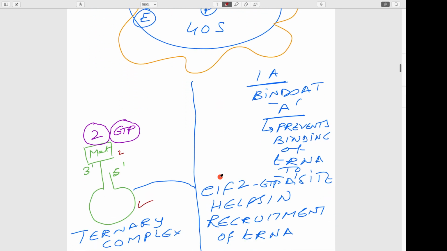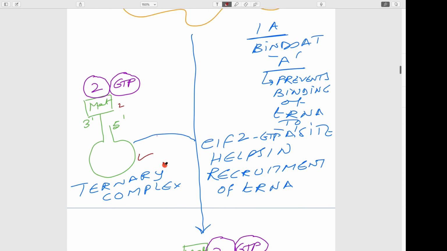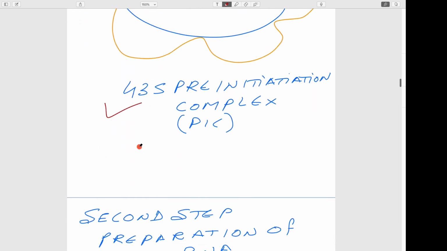Okay, in the next step, the 1A binding prevents the binding of transfer RNA to the A site, because the initiator transfer RNA has to bind at the P site. After that, every transfer RNA has to bind the A site, so the initiator transfer RNA shall not bind there. That is the reason 1A prevents it. Then there is a ternary complex, the combination of methionine transfer RNA, methionine, and eIF2 and GTP, and that binds it. Then this becomes the 43S pre-initiation complex.